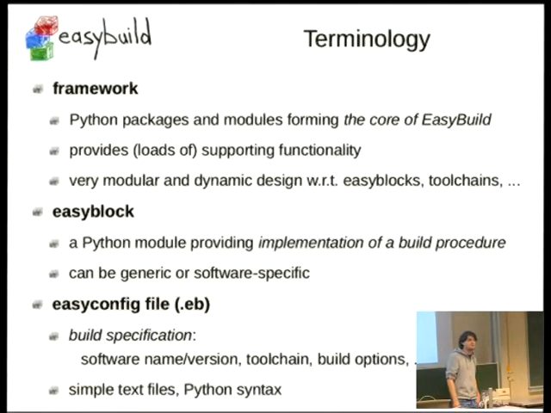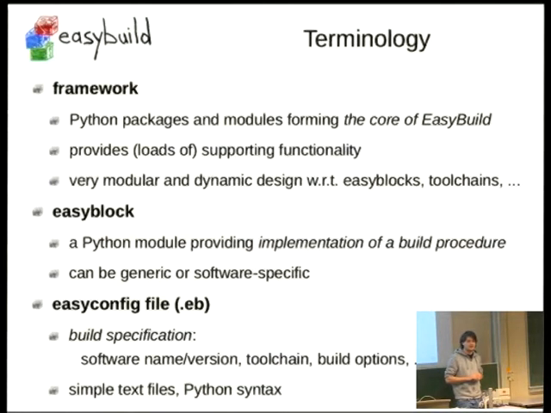Then we have easyblocks. For some software, there's the recipe, but just the download URL and the version is not enough, because by default you configure, make, install. But of course, not all software uses this. So an easyblock is something you specify to do instead of configure make install. This is a pure Python module, so this is where you implement the entire build.